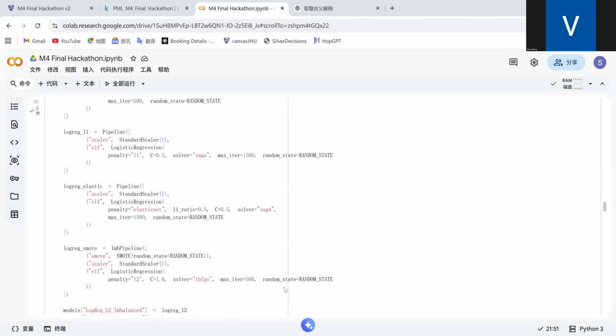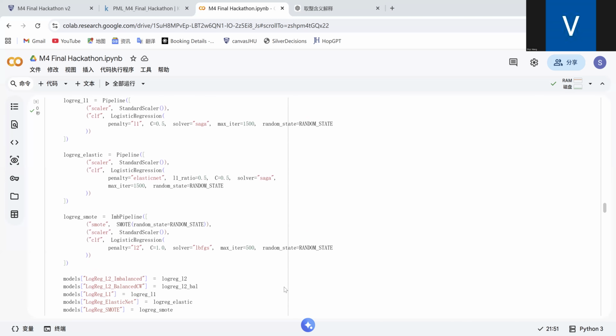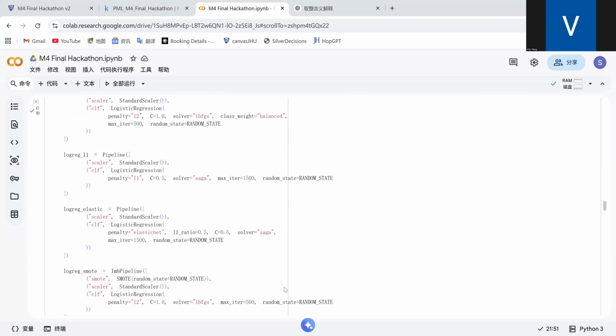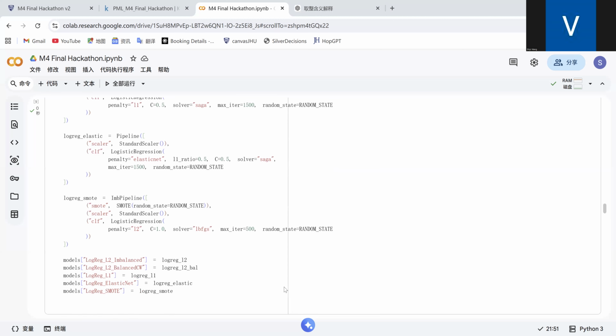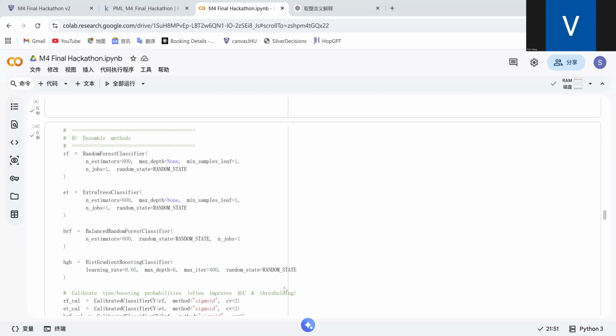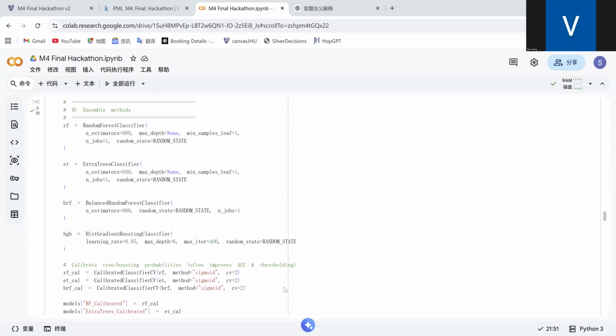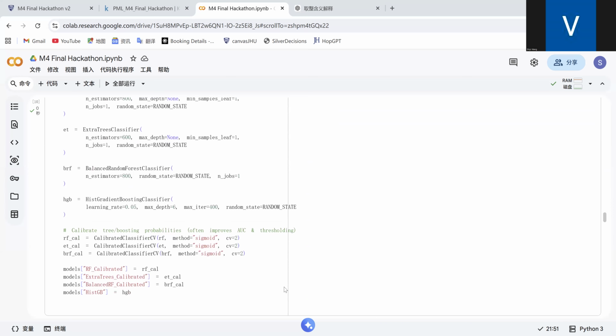To address class imbalance, I systematically compared multiple approaches: the standard models on imbalanced data, class-weighted logistic regression, SMOTE-based oversampling, and balanced ensemble methods. This comparison allowed us to evaluate how different imbalance handling techniques affect recall and ROC-AUC, rather than relying on accuracy.